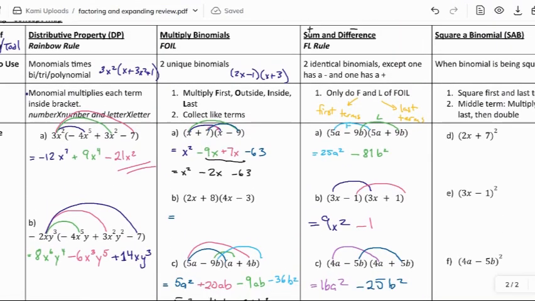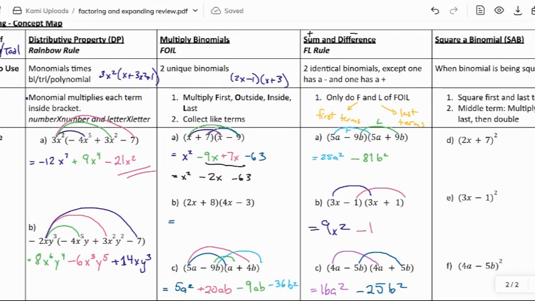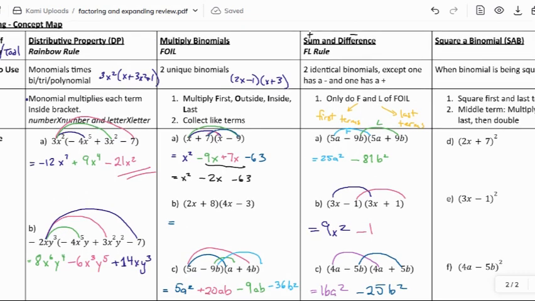Last one. This one I would say is the trickiest. Square a binomial. My nickname for it is SAB. Square a binomial. This one is so important. And again, students keep forgetting to do it properly. And I'm going to show you the big mistake later on. Now, when do we do it? When a binomial is being squared.